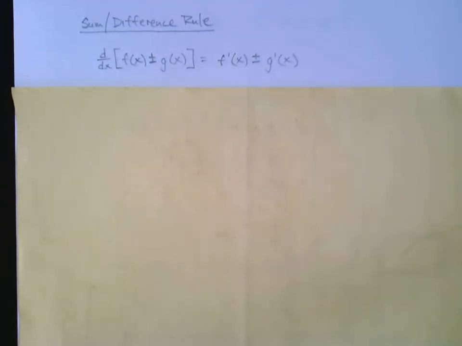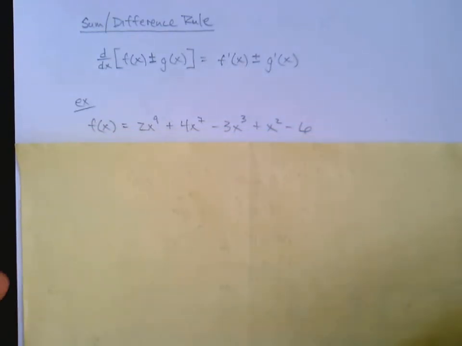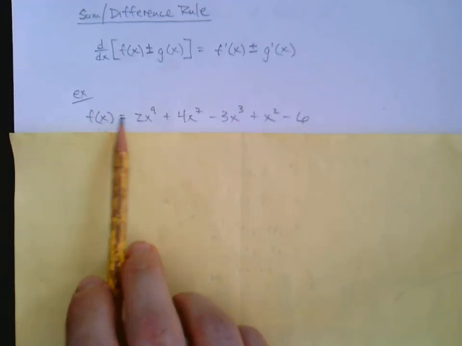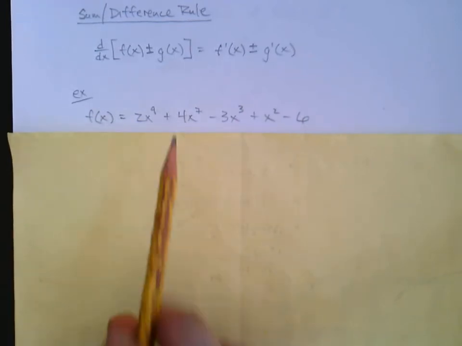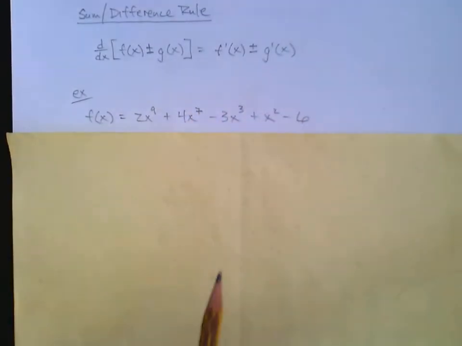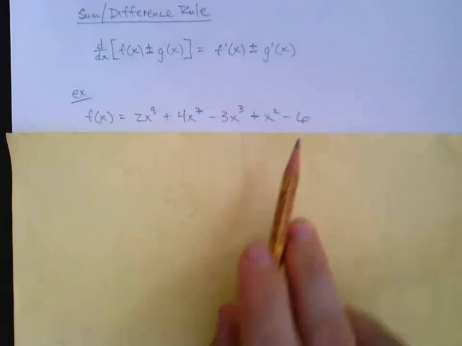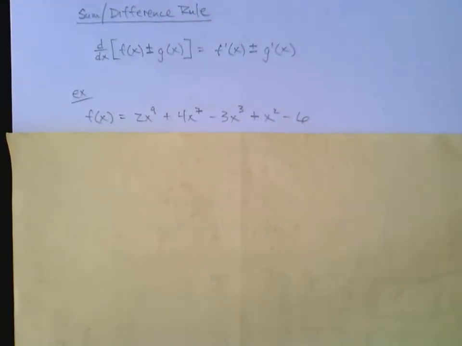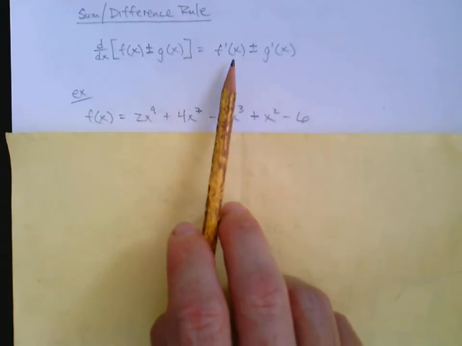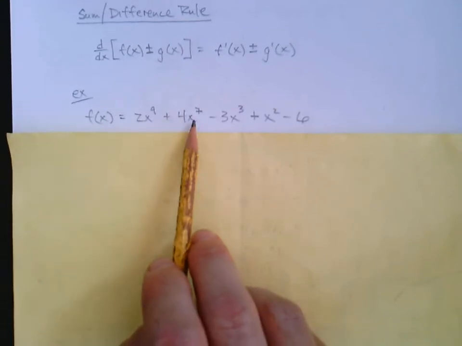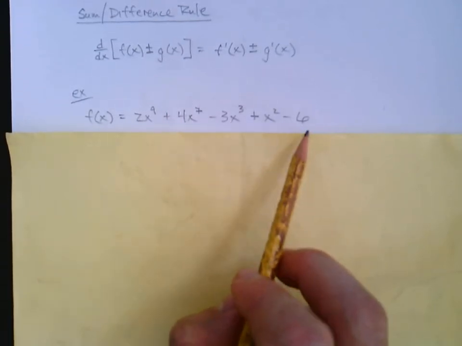Okay, we're going to put all these together and look at this example right here. f of x equals 2x to the 9th plus 4x to the 7th minus 3x to the 3rd plus x squared minus 6. We got a full-blown polynomial. We're going to take the derivative in one step. Are you ready? All we got to do, the sum/difference rule says we can just look at them one at a time. So we'll take this derivative plus this derivative minus this derivative plus this minus this, and we'll have it.